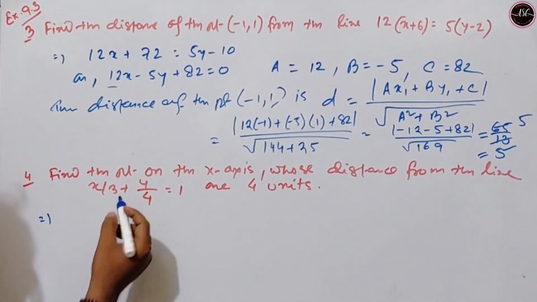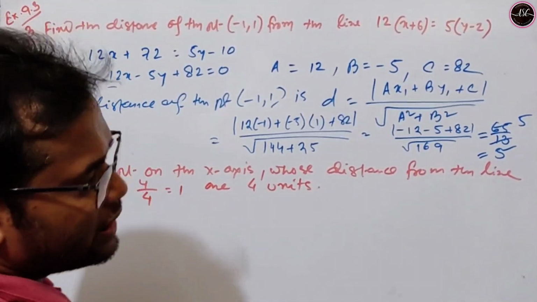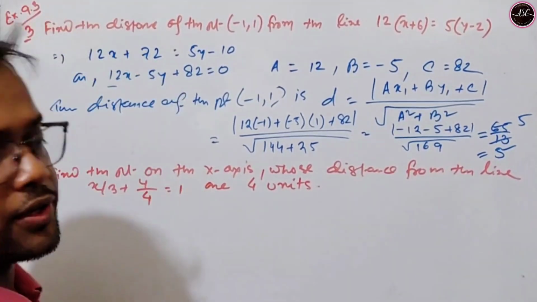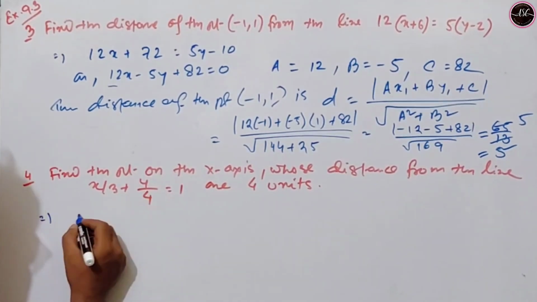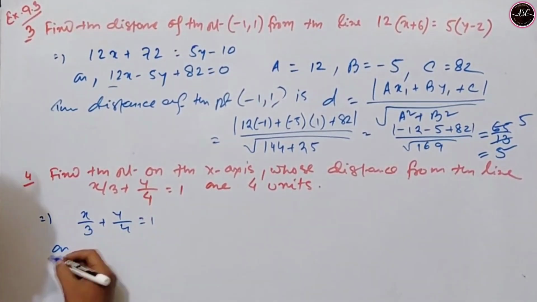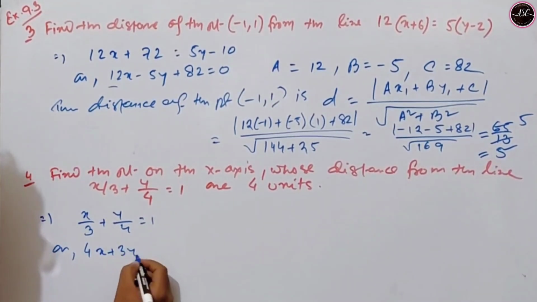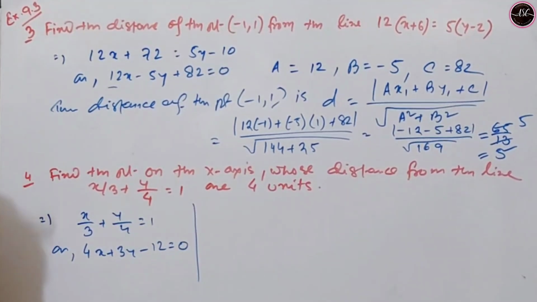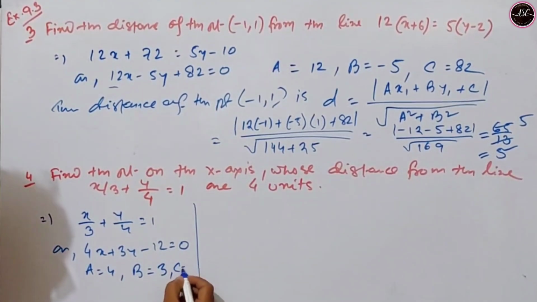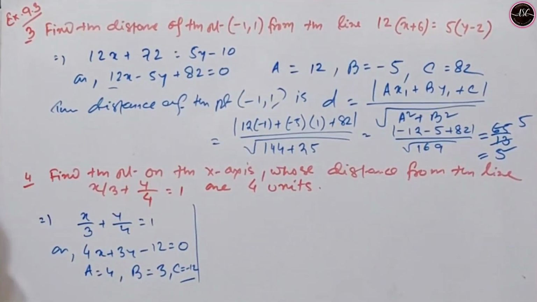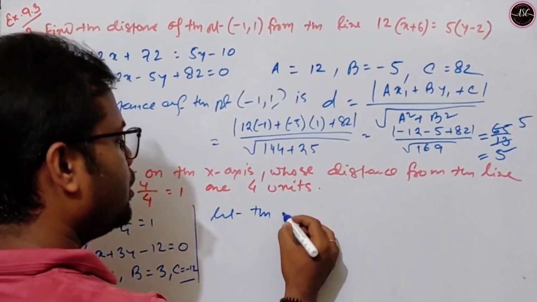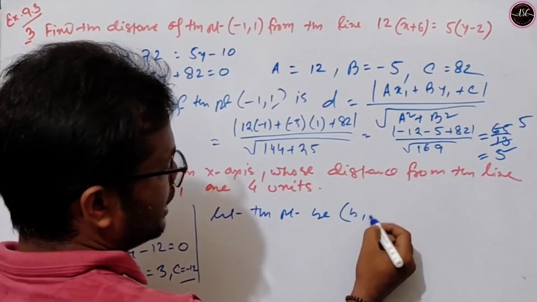Now look at this question. Find the point on the x axis whose distance from the line x by 3 plus y by 4 equal to 1 is 4 units. So first we can write this, and simplify: 4x plus 3y minus 12 equal to 0. This is the equation of the line where a equal to 4, b equal to 3 and c equal to minus 12. Let the point on the x axis be h comma 0.